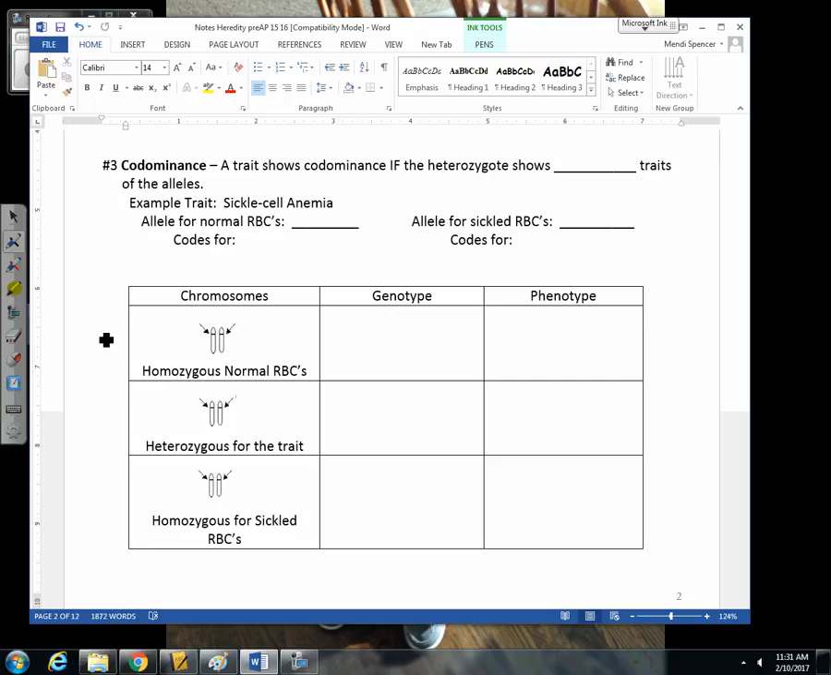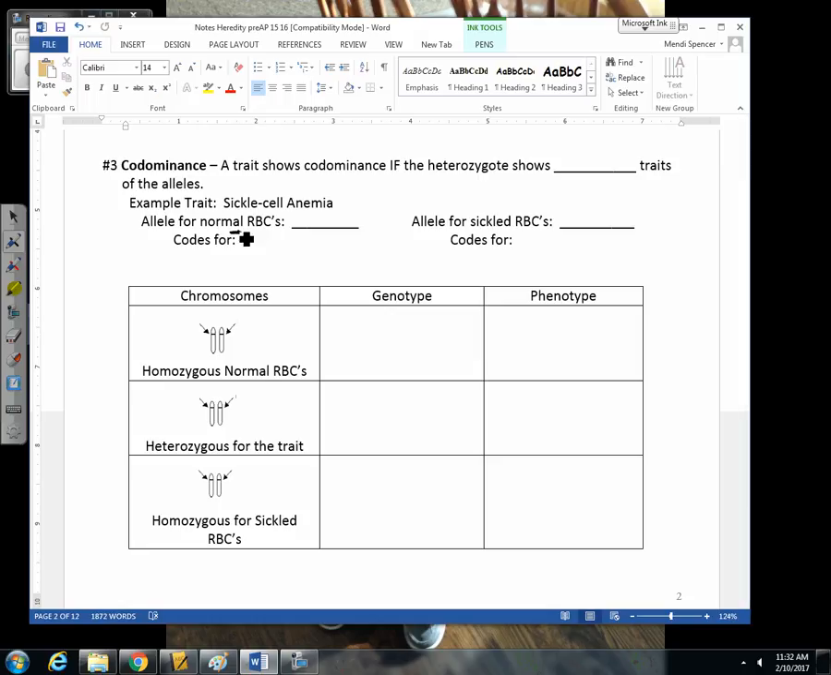A classic example is with a disease related to red blood cells. Red blood cells carry your oxygen. This disease is called sickle cell anemia. Now, the majority of us in our population, in our classroom, we're going to have two codes for normal. And there's some people that have an allele or a code for sickled red blood cells.